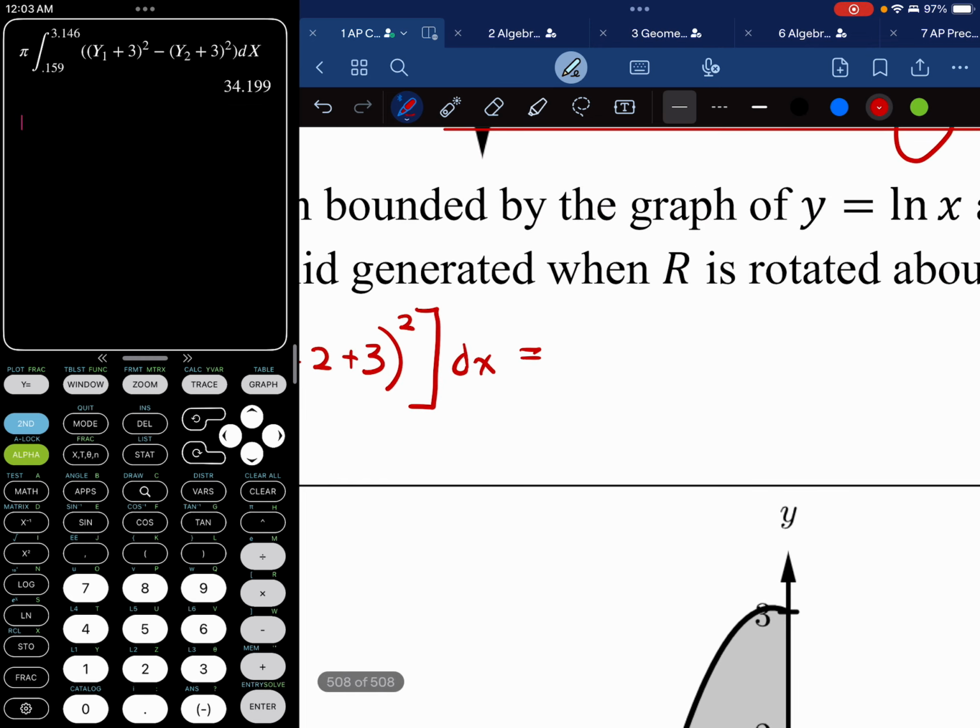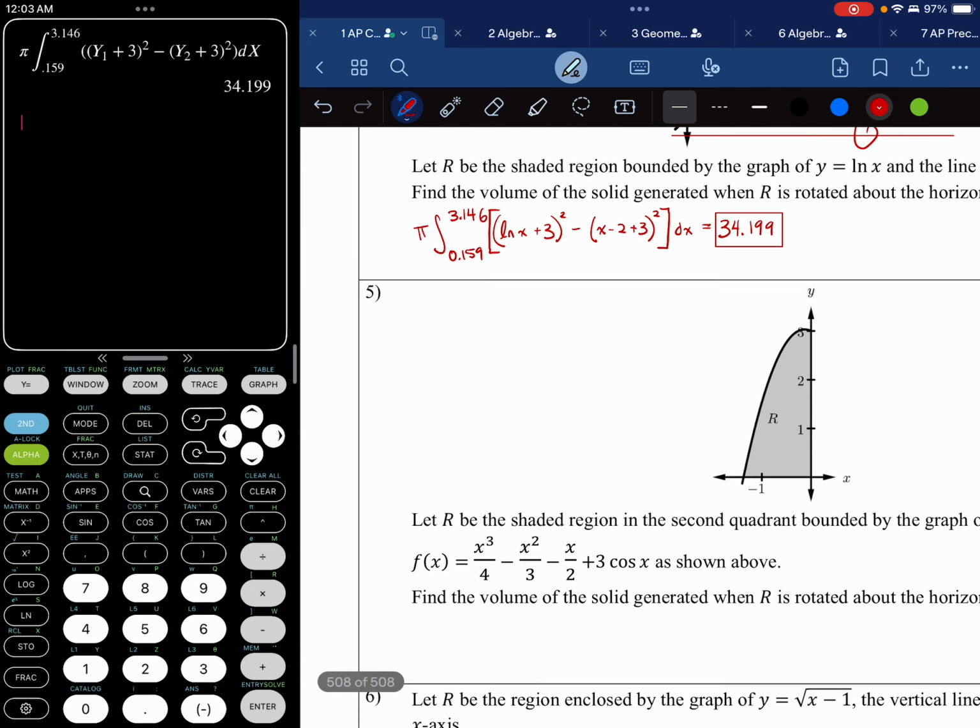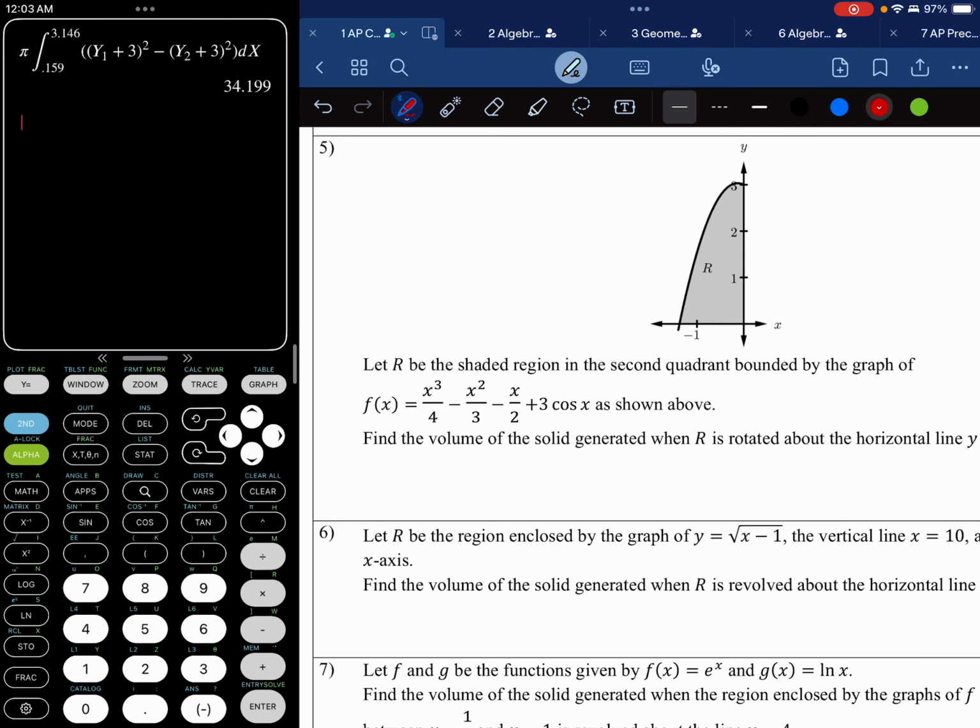34.199, let's write it down. 34.199. Excellent. All right, number 5.